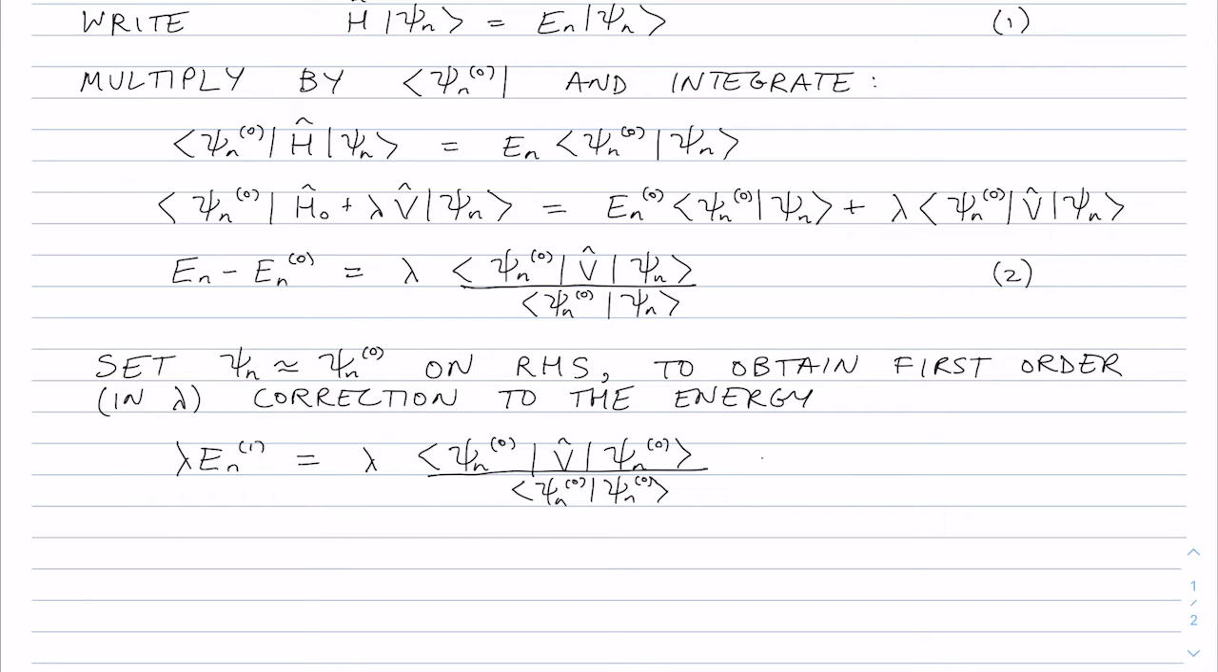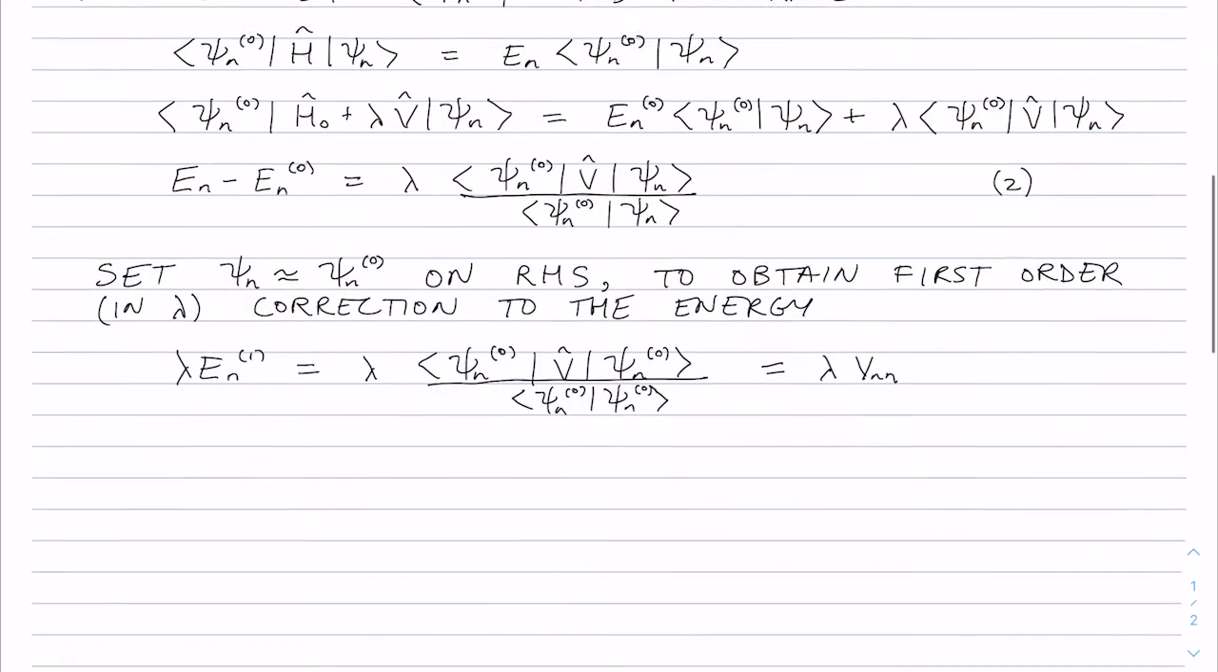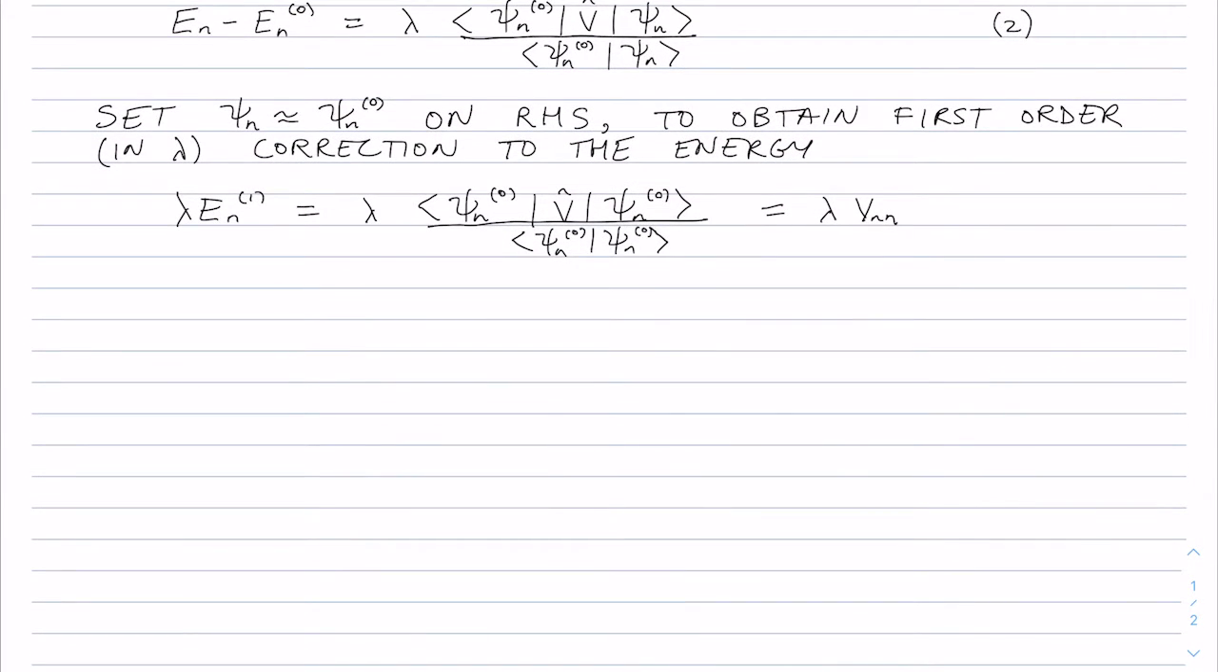And so that's equal to lambda V_nn. So V_nn is just notation for the matrix element <psi_n^0|V|psi_n^0>, and the denominator here, <psi_n^0|psi_n^0>, is 1 because we assume that psi_n^0 is normalized. And so this gives us our first order correction to the energy. Next thing we want to do is get the first order correction to the wave function.